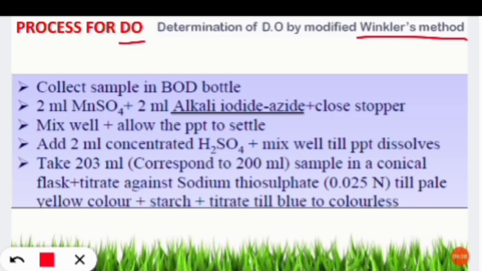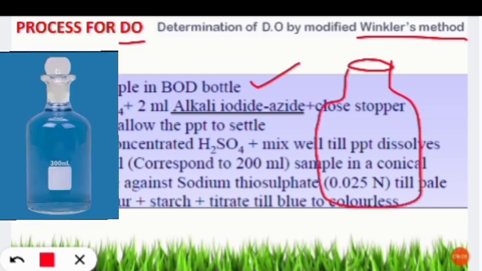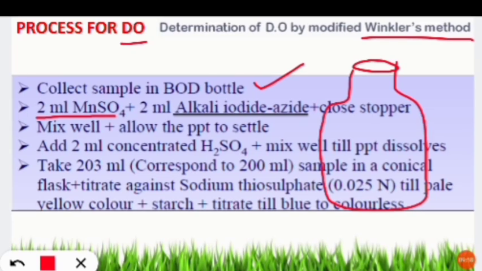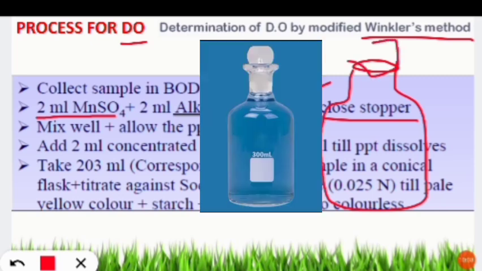First, we should collect the sample in BOD bottles. You would have seen that BOD bottles look like this. You should collect the water from the water site which you are going to analyze. Then you have to add 2 ml of manganese sulfate, MnSO4, in that BOD bottle. Then add 2 ml of alkali iodide azide solution, and then we have to close the stopper. The stopper is used to stop air from entering.